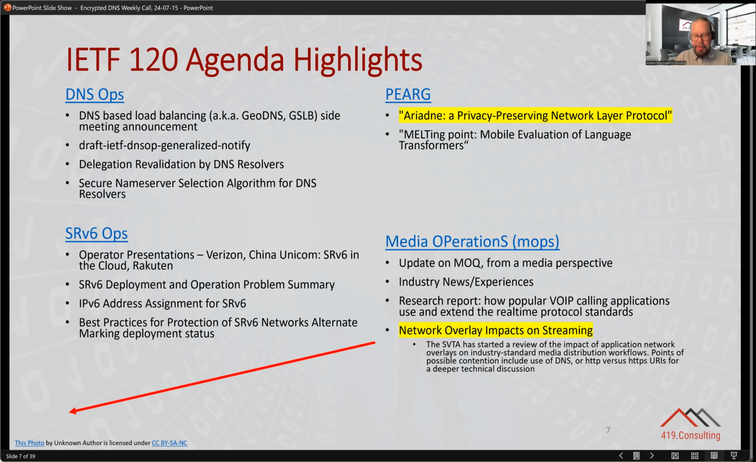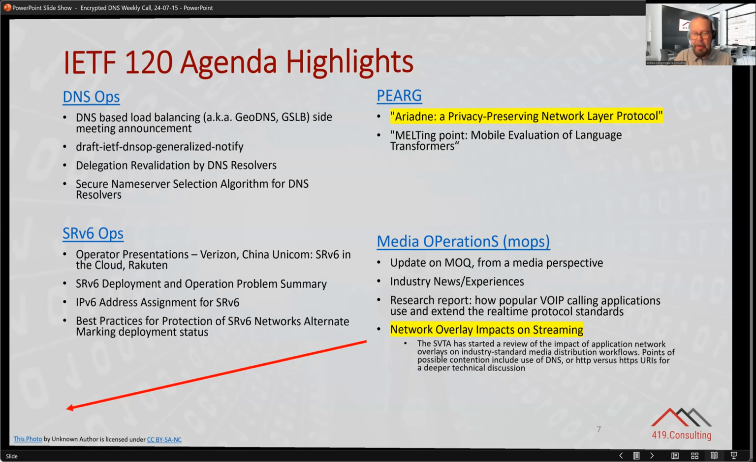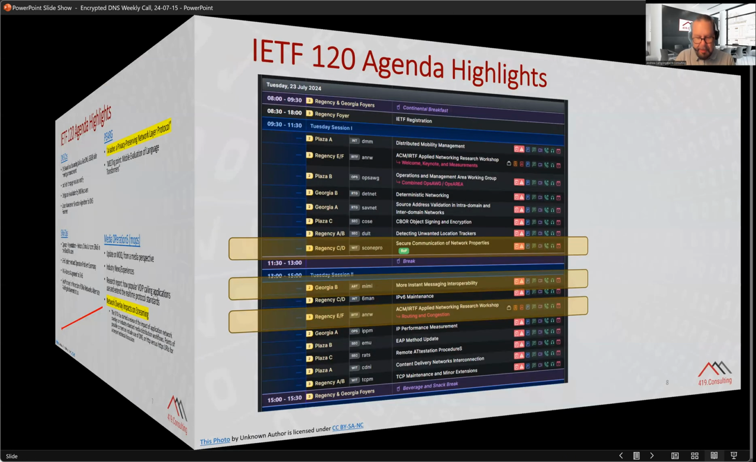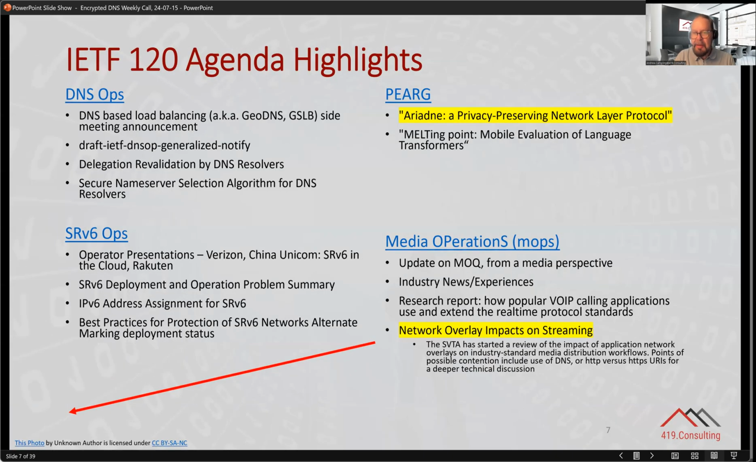Whereas in session 4, the only thing that caught my eye was the PEARG session, and specifically the privacy preserving network layer protocol presentation, which I think is quite an intriguing idea. So I'm looking forward to that late on Monday.